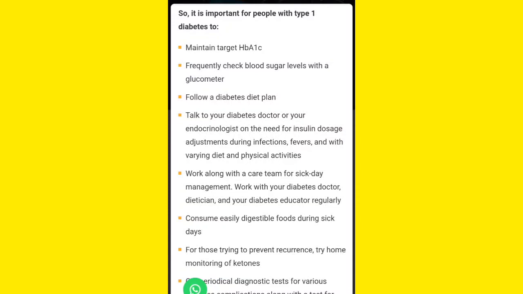Whenever the patient comes to the emergency with diabetic ketoacidosis, generally the patient is given insulin immediately. So you have to remember, diabetic ketoacidosis is a serious condition, but we can prevent it. Patients with type 1 diabetes need to maintain the target HbA1c, check their blood sugar level frequently, follow the diabetic diet plan, and consult and talk to the diabetic doctor very often. They can also work with the other care team members, who will help them manage diabetes very well, and they can consume digestible food.